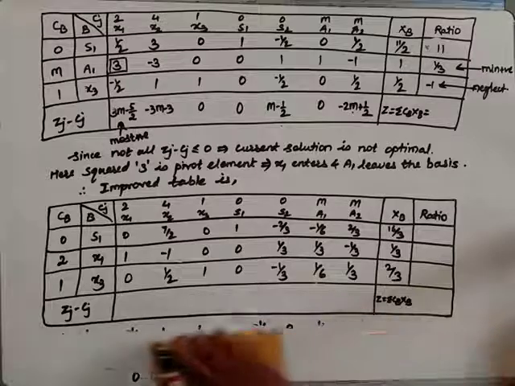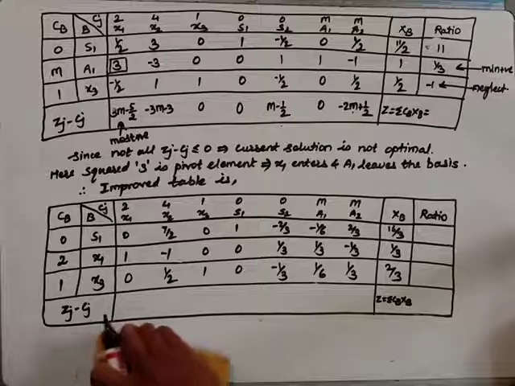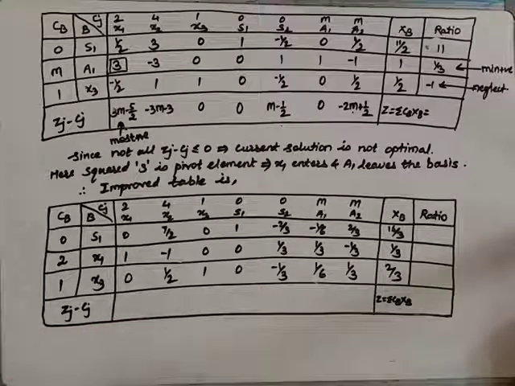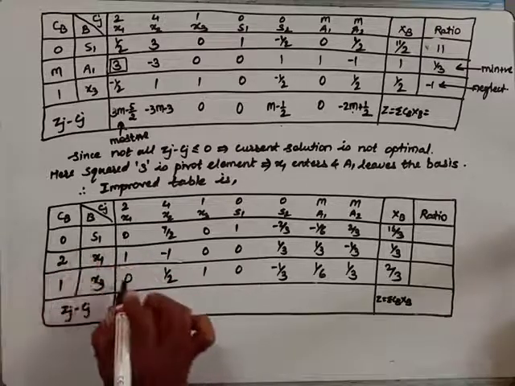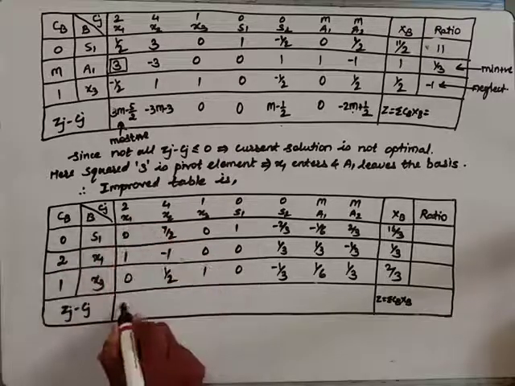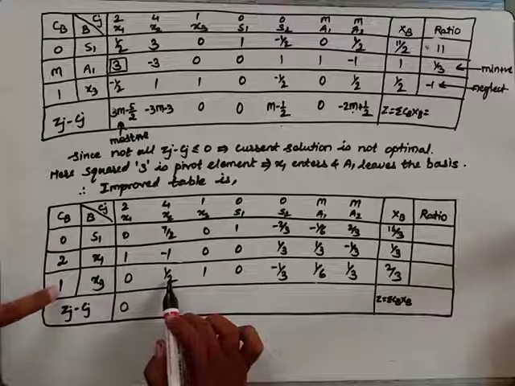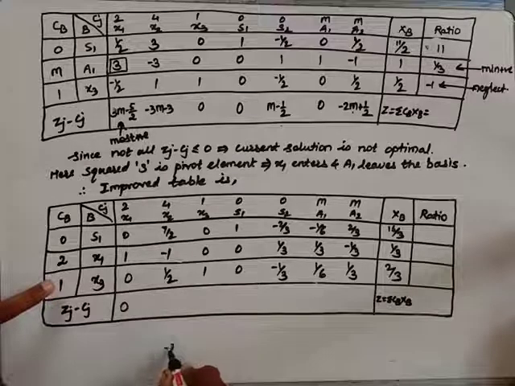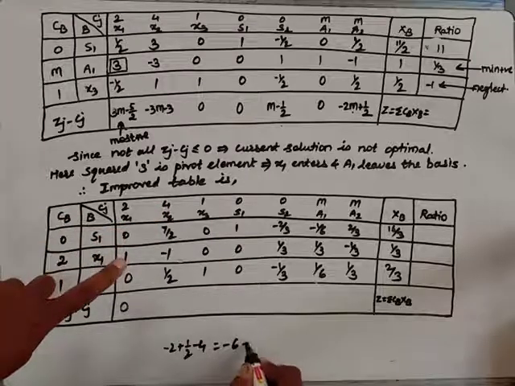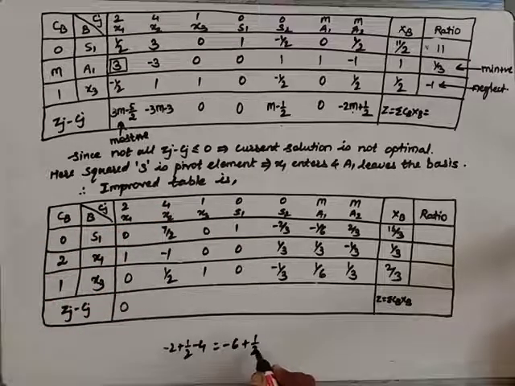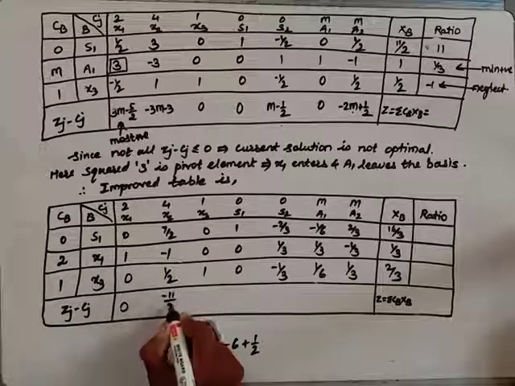Now let us check what is Zj minus Cj. If all are negative, then it is the optimal solution. If not, then again we need to go for the next table. So here it is 0, 2, 0, 2 minus 2, so that will become 0. Here it is 0, minus 2 plus half, minus 2 plus half, minus 4. So it is minus 6 plus half. Minus 6 plus half is what? Minus 11 by 2.